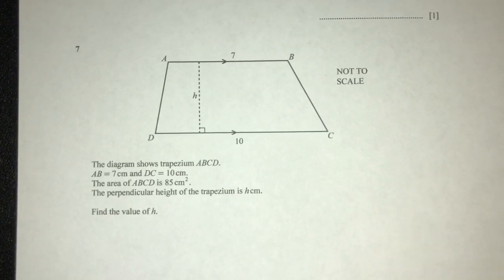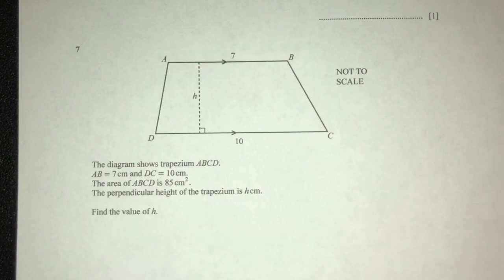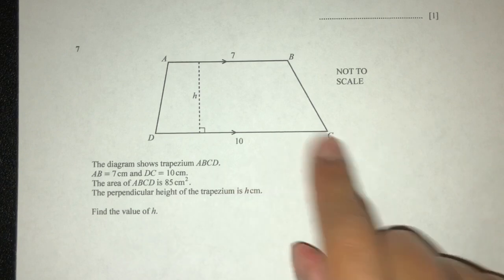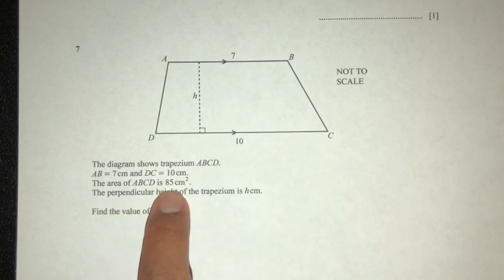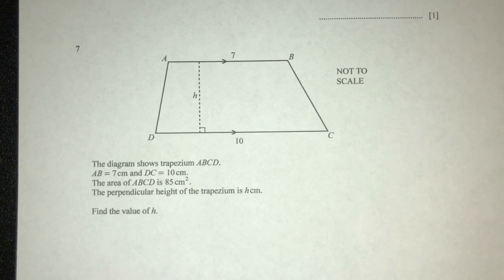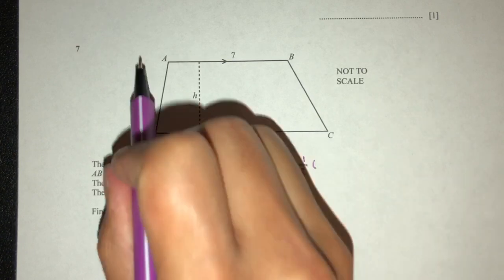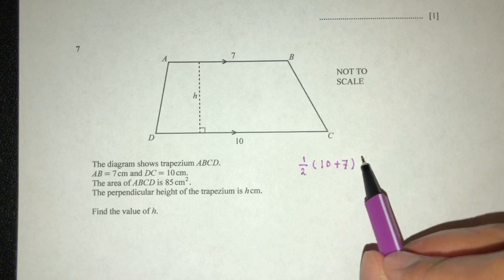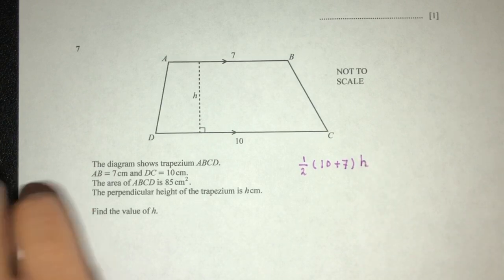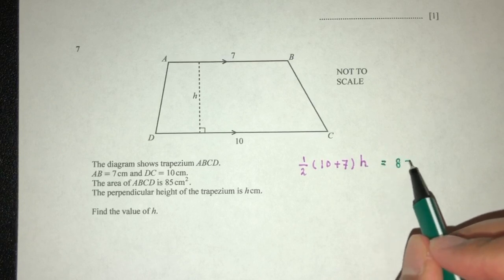Now let's move on to question number 7. The diagram shows a trapezium ABCD. AB is 7, DC is 10, and the area of the trapezium is 85, so we have to find the height. How do you find the area of a trapezium usually? It is half times the sum of the parallel sides, that will be 10 plus 7, times the perpendicular height to get the value of the area, which is 85.